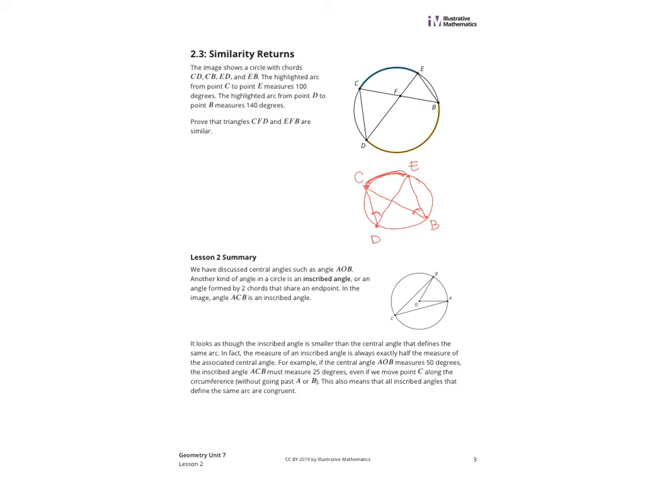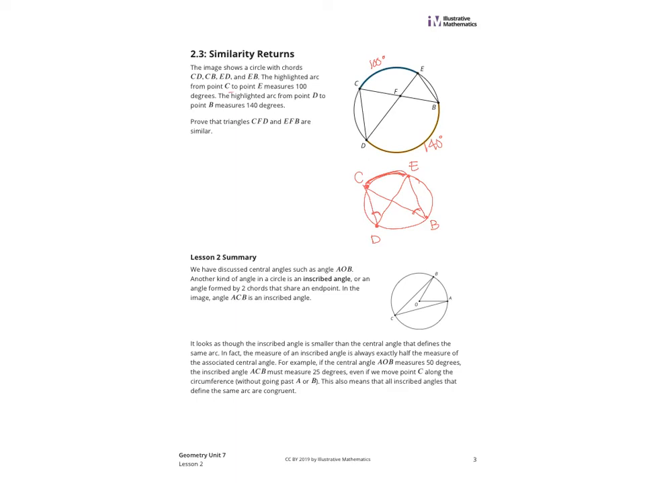It says that from C to E is 100. So I know that this is 100 degrees. It says the highlighted arc from D to B is 140. So I know my yellow arc is 140 degrees. It says to prove that the triangle CFD, so that's this triangle on the left, and the triangle on the right are similar. So remember, similar triangles can be proved by several ways. One of them was the angle similarity postulate, which is where I'm going to be going with this.